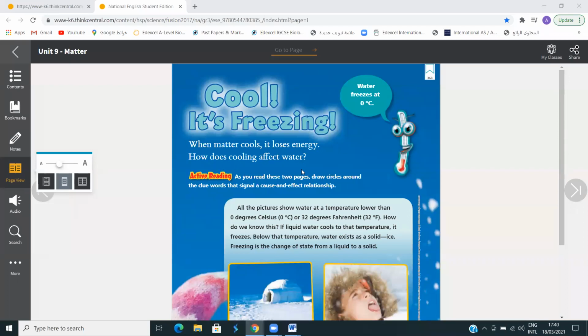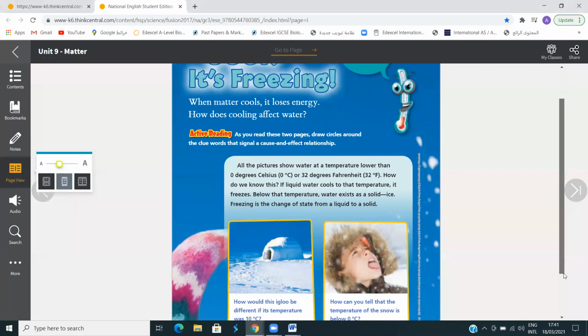How does cooling affect water? All the pictures show water at a temperature lower than 0 degrees Celsius or 32 degrees Fahrenheit. How do you know this? If liquid water is cooled to that temperature, it freezes. Below that temperature, water exists as a solid, ice. Freezing is the change of state from liquid to solid, as Abdullah said. Thanks, Abdullah.